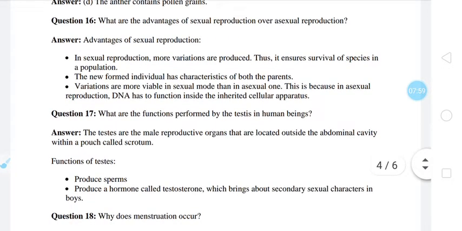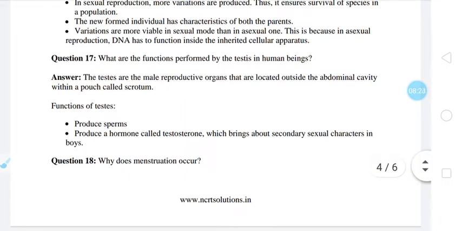Question number 17. What are the functions performed by testes in human beings? So function of testes we have to discuss. The testes are male reproductive organs that are located outside the abdominal cavity. I told you they are hanging outside the abdominal cavity in male within a pouch called a scrotum. Functions of testes are to produce sperms and produce a hormone called testosterone, which brings about secondary sexual characters in a boy. So this was about functions of testes.